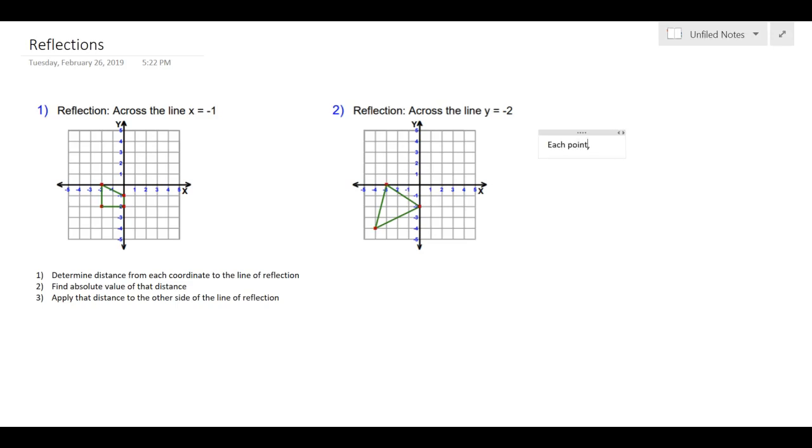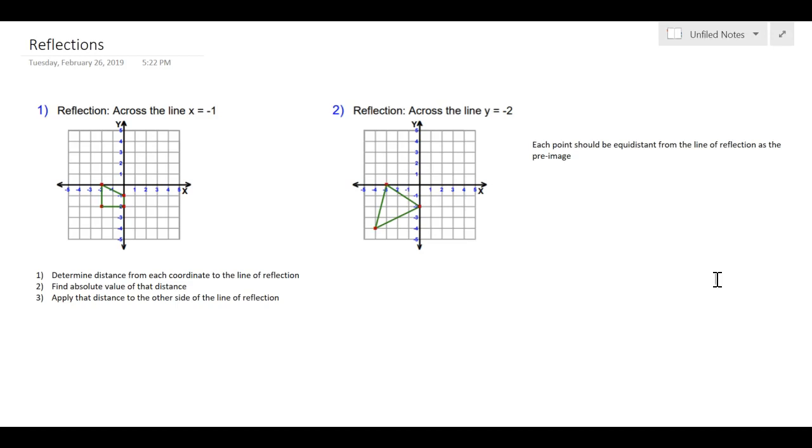each point in the image should be an equal distance from the line of reflection as the pre-image. That's kind of a fancy way of saying every point on your image, the reflected image, not translated, I apologize, the transformed image, should be equidistant, or the same distance, from your line of reflection as the original point, just on the other side.